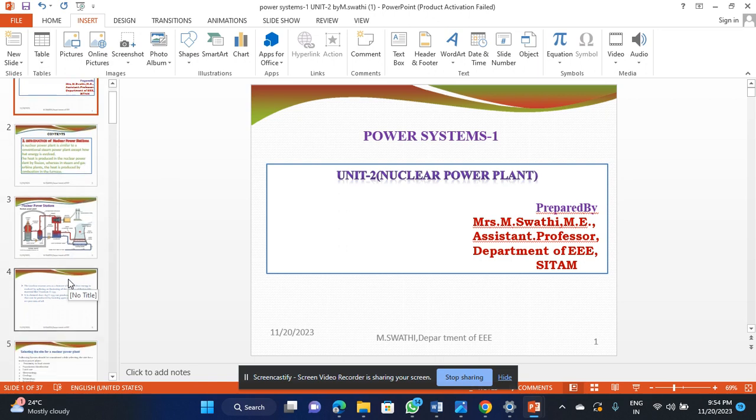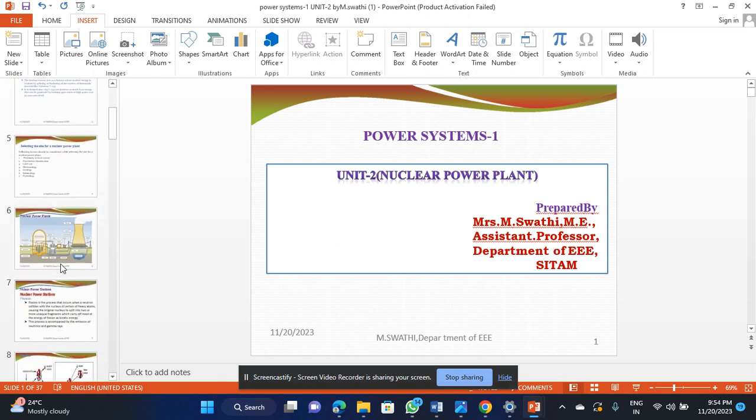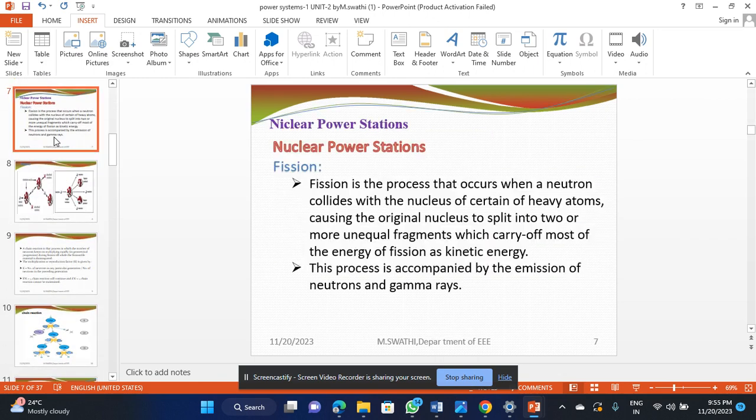So before going to the nuclear power plant introduction, first of all, what is meant by fission? What is meant by the nuclear fission process? Here in the nuclear power plant, by using the atomic energy we are converting it into heat energy, and it is converted into electrical energy. Now I am explaining how the process goes on. First of all, the atomic energy is produced by the nuclear fission process. So what is meant by fission?